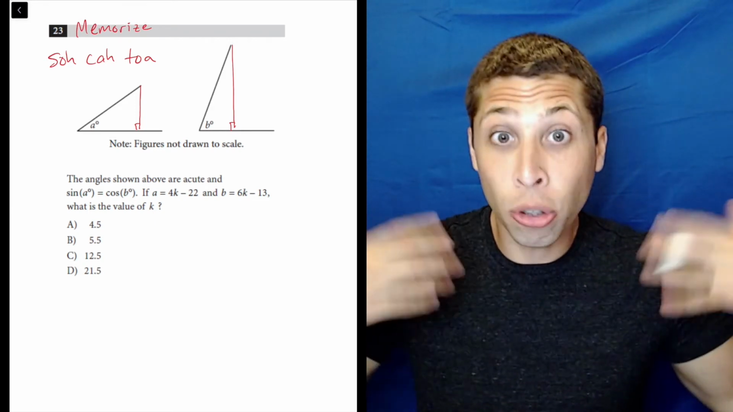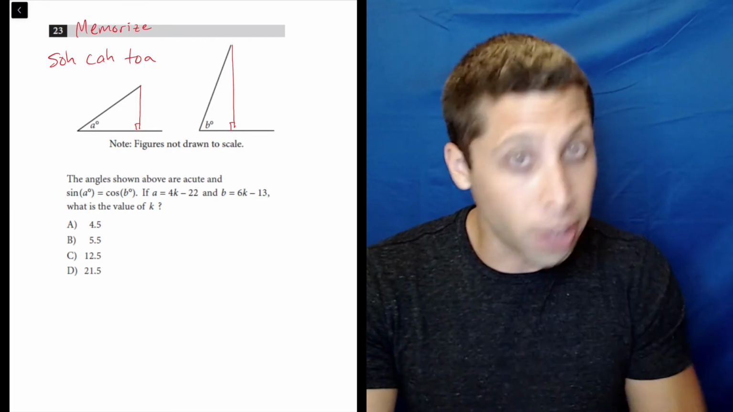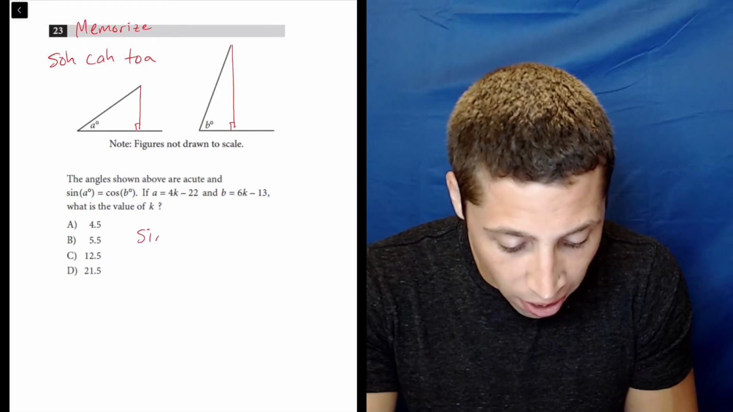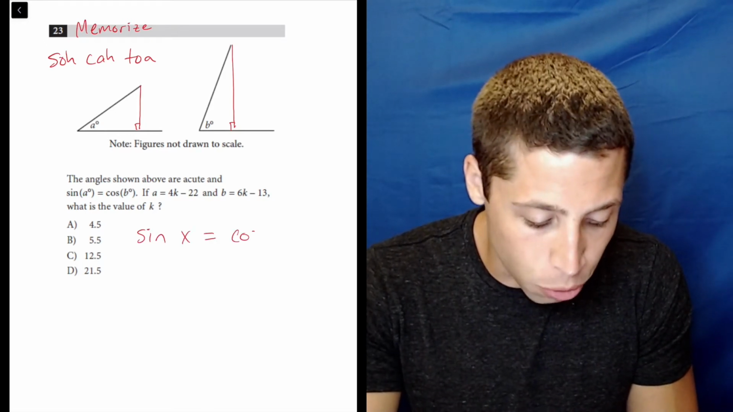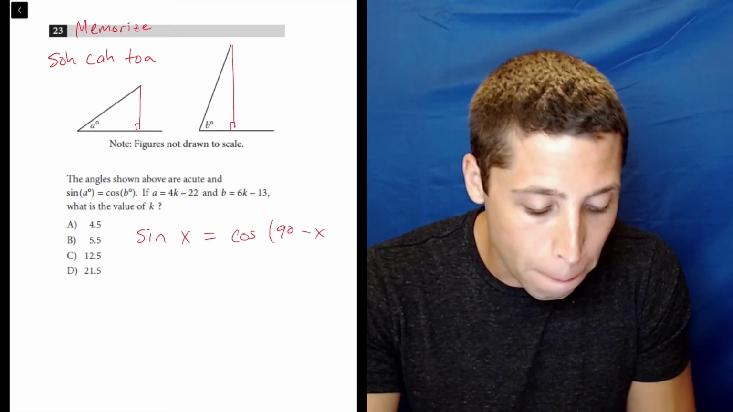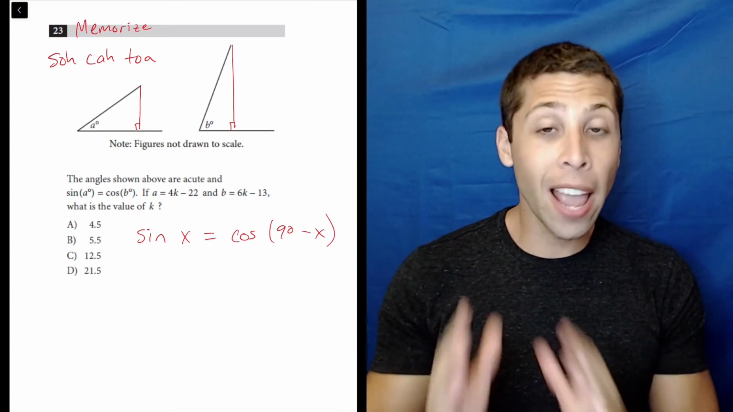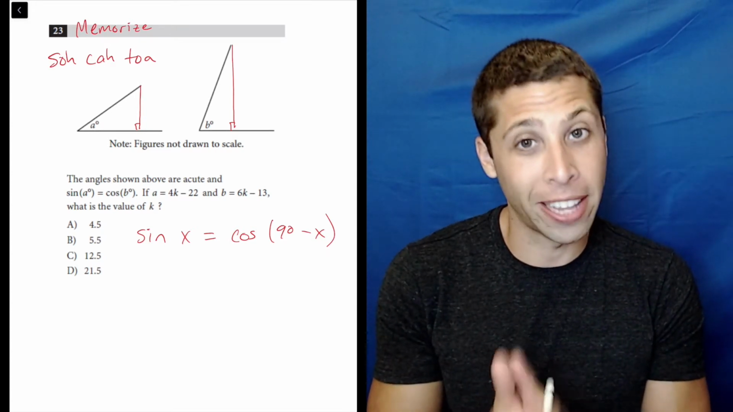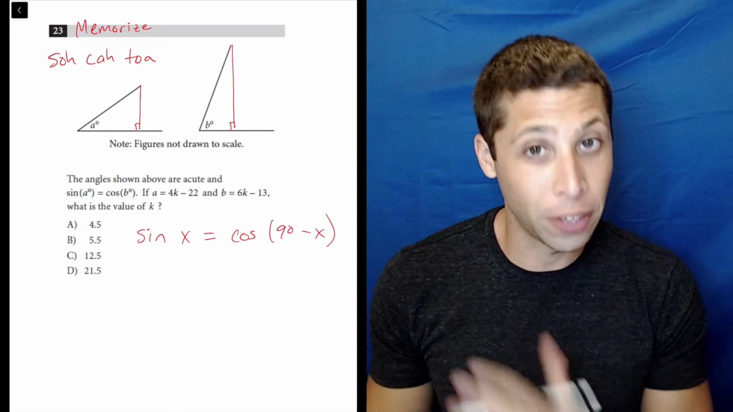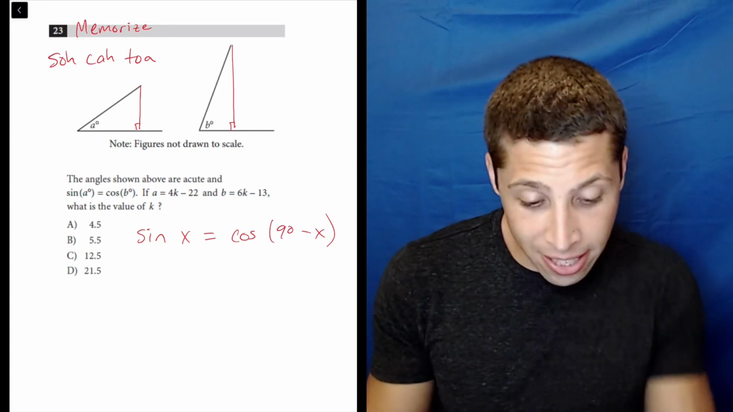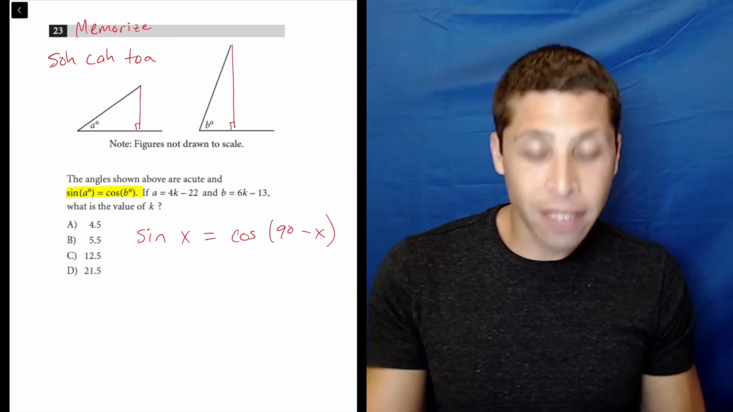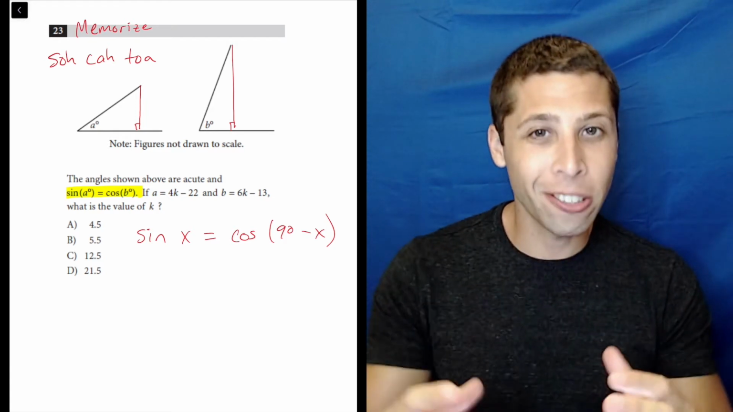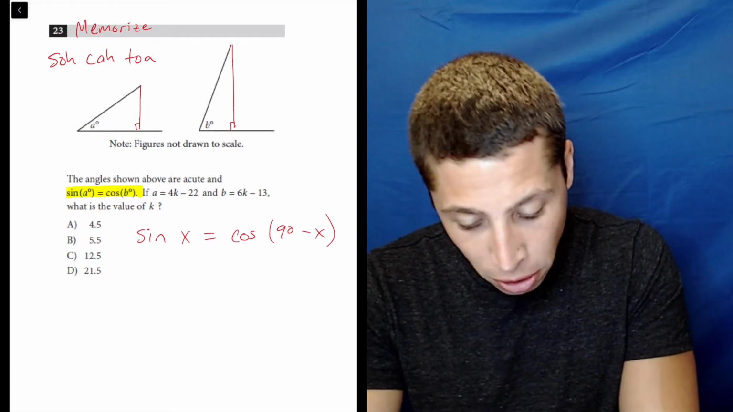And so that would trigger me to write down the other formula, which is sine of x equals cosine of 90 minus x. And the reason I know, once I write that down, that I'm pretty close to figuring something out is that I see that the thing they give me, sine of A equals cosine of B, starts to relate to this. So let me show you here.